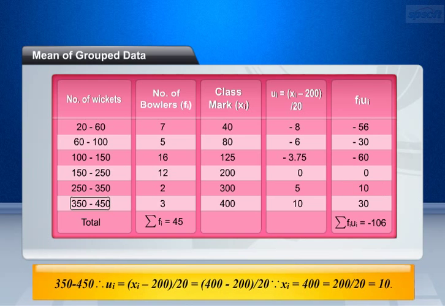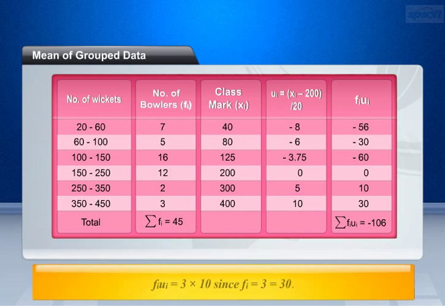Consider the class interval 350 to 450. Therefore ui equals (xi minus 200) by 20. This is equal to (400 minus 200) by 20, since xi equals 400. This is equal to 200 by 20, which is 10. Now fiui equals 3 into 10, since fi equals 3. This is equal to 30.